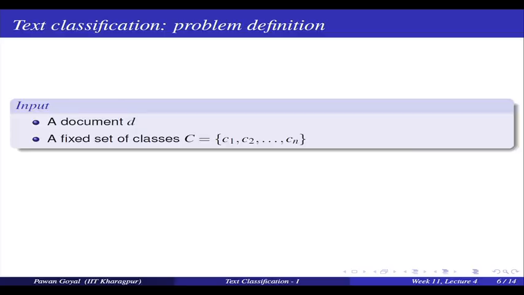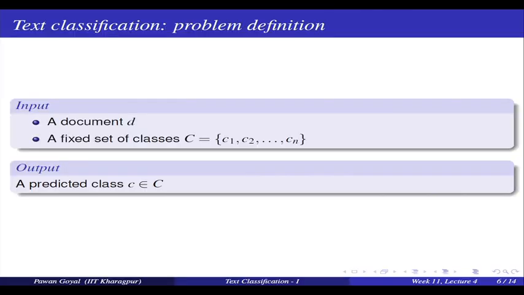So let us formally define this problem of text classification. What do you have? You are given a document. By document I mean a piece of text, the unit that you want to classify. In general it can be a sentence, paragraph or whatever. So you have a document D and you have a fixed set of classes C, C1 to Cn. This document D, you want to classify it into one of these n classes.